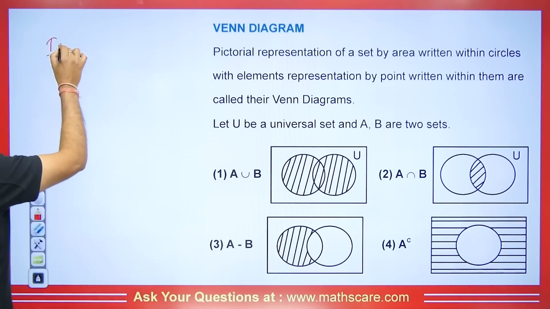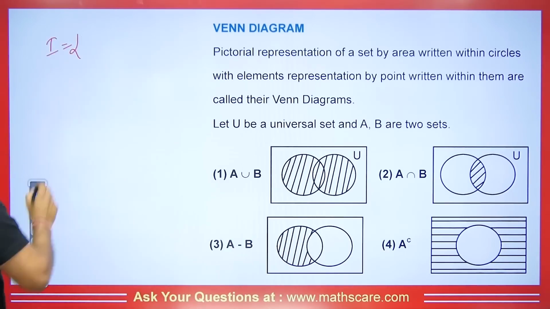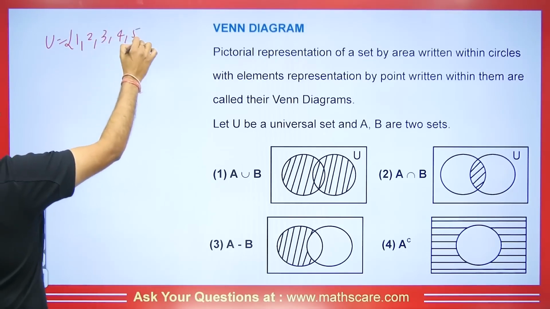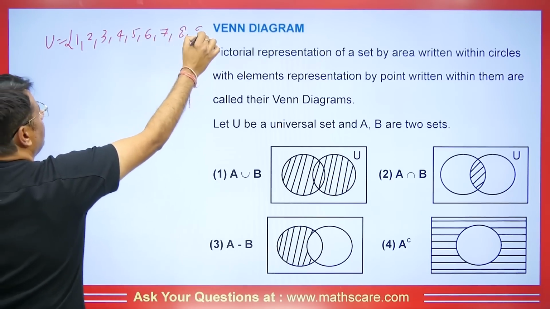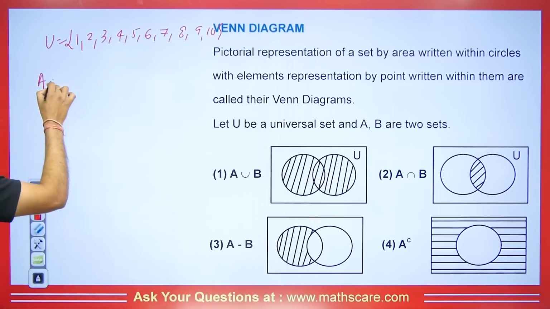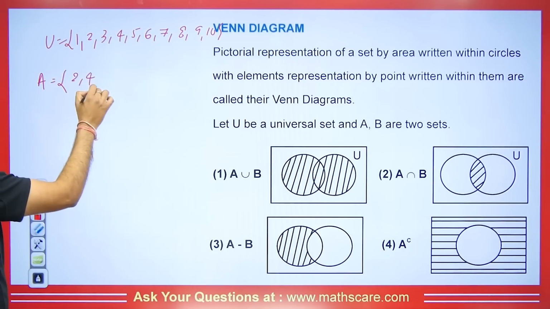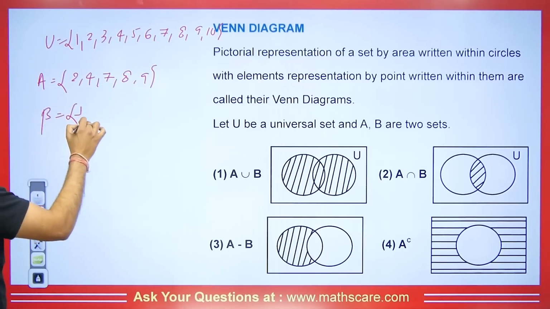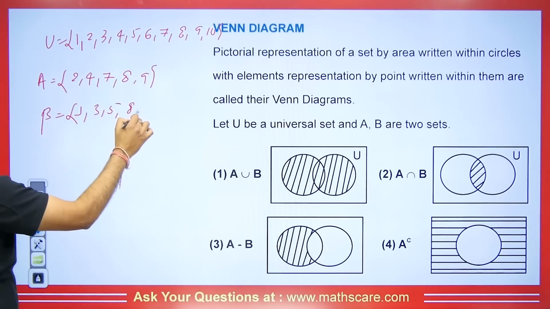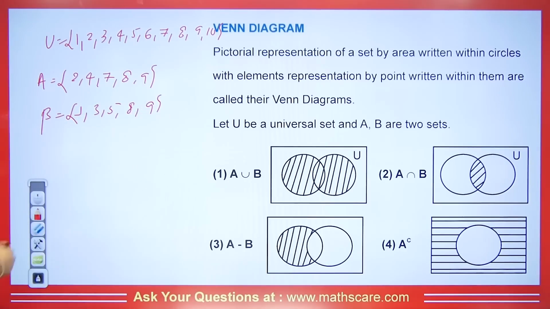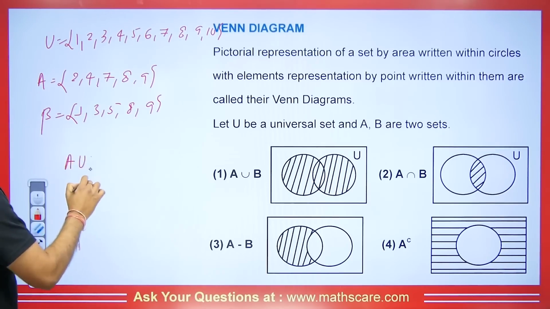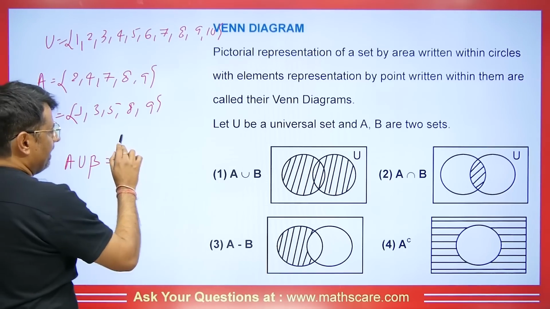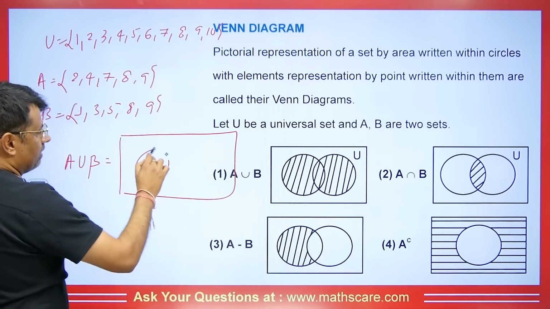Let's say we are given a set U: 1, 2, 3, 4, 5, 6, 7, 8, 9, 10. If I take a subset A of this, with elements 2, 4, 7, 8 and 9, and another subset B with elements 1, 3, 5, 8 and 9, right? Now if I tell you to consider A union B, this is how we will represent it with a Venn diagram. This is our A and this is our B, clear?